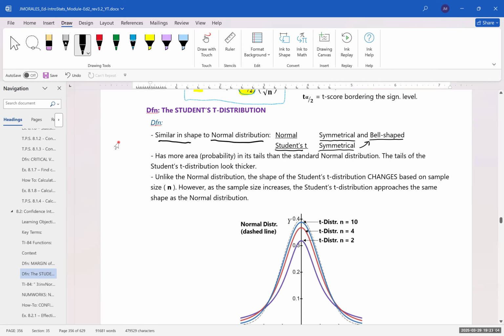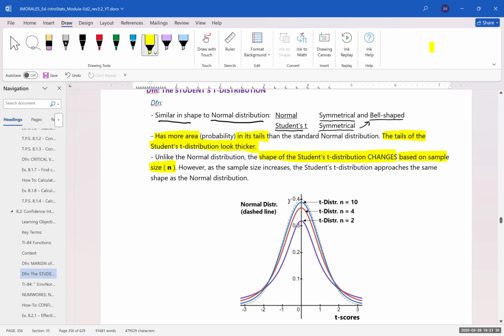The student's T distribution has more area in its tails than the normal distribution. The tails of the student's T distribution look a little thicker. Unlike the normal distribution, the shape of the student's T distribution changes based on sample size. However, as sample size increases, the student's T distribution approaches the shape of the normal distribution.